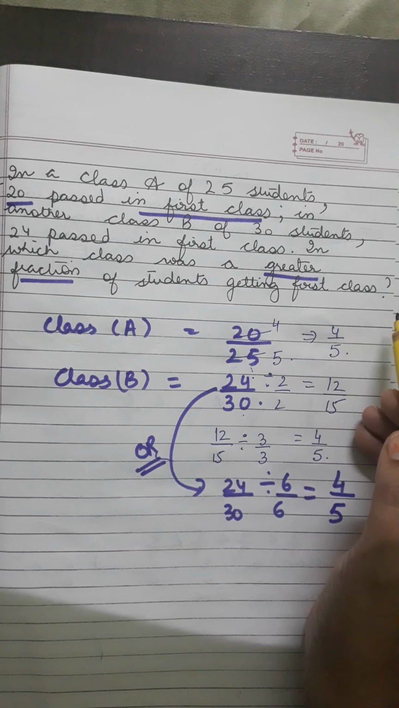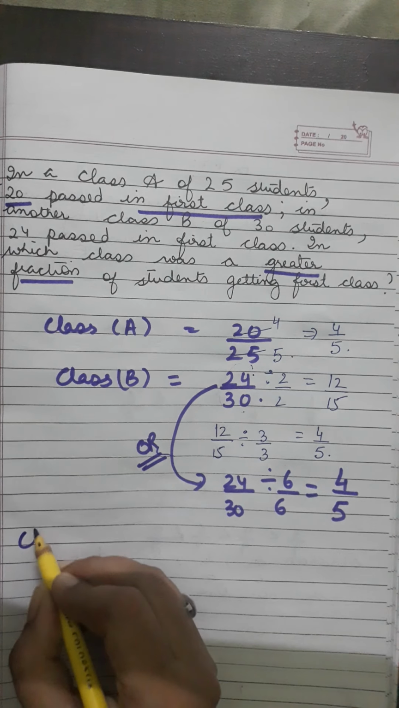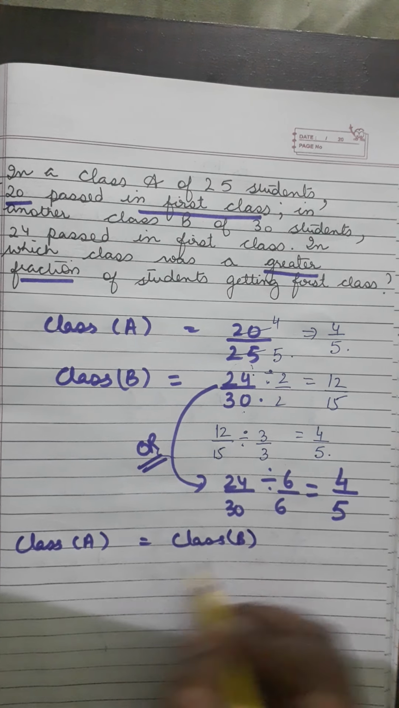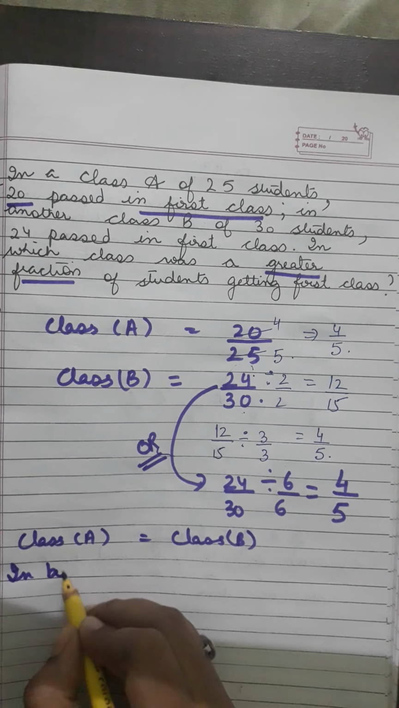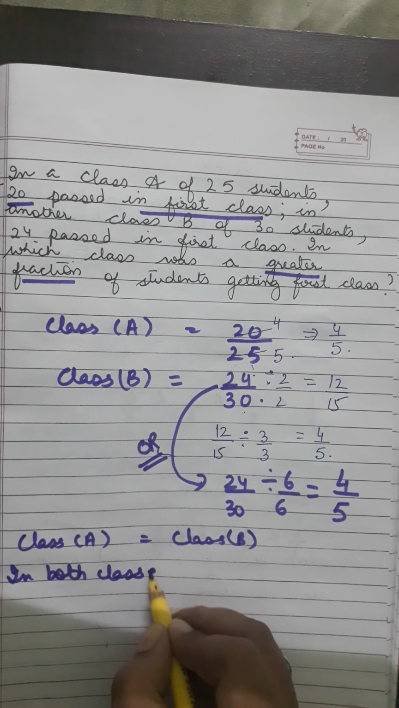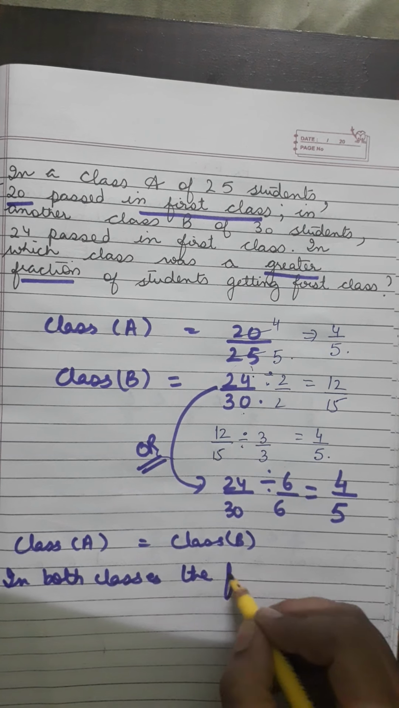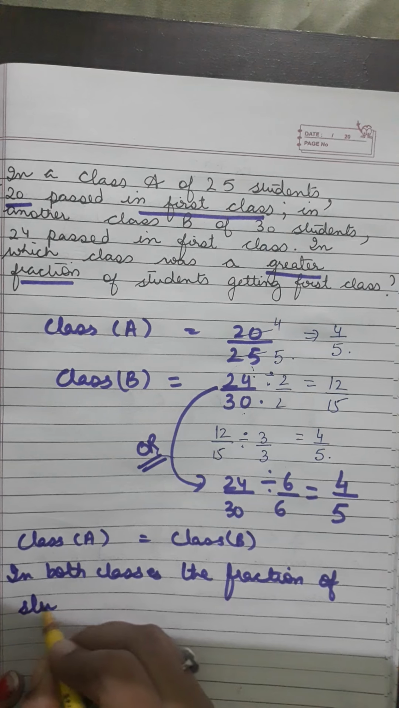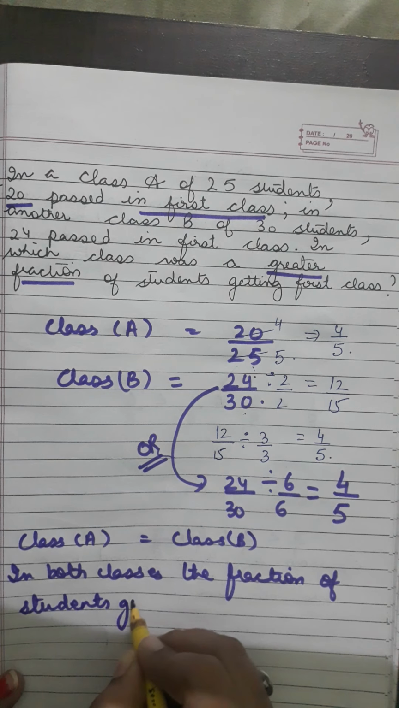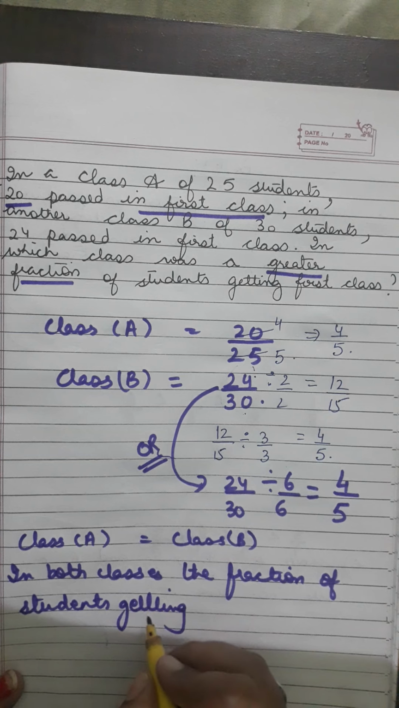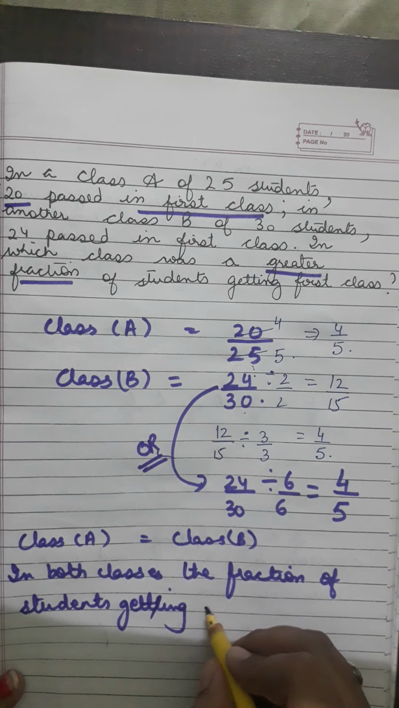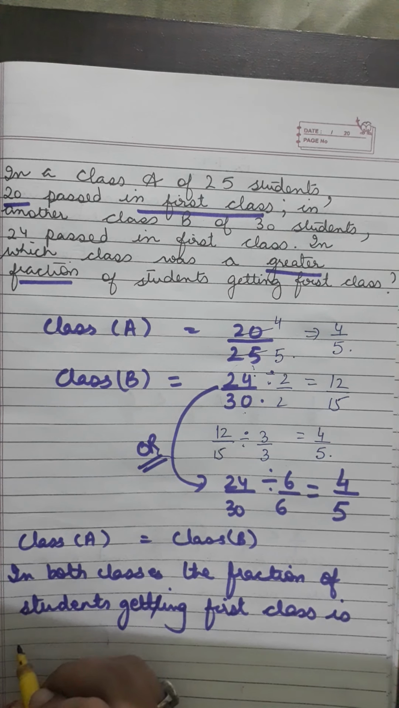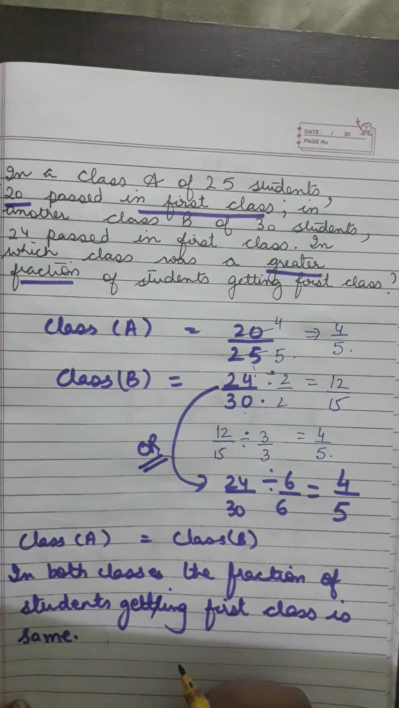So in both cases the fraction is the same. Class A is equal to class B. It means in both classes the fraction of students getting first class is the same. Thank you.